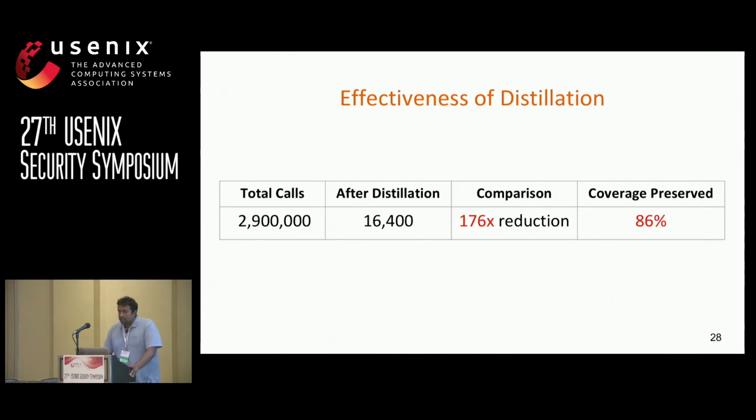And finally, we find that MoonShine is able to effectively address its challenges. In particular, our collection of traces had 2.9 million total calls, but after distillation, this number went down to just 16,400, which is 176 times smaller. But most importantly, these distilled seeds were still able to achieve 86% of the code coverage from our original set of traces.